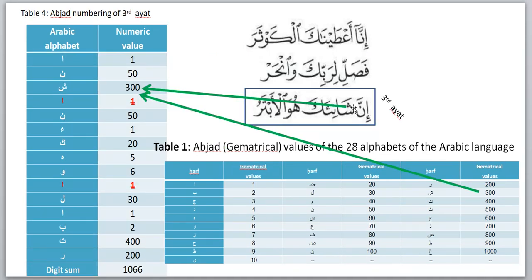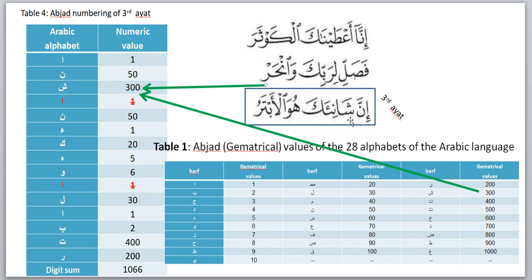Let's move on to the third ayat. Inna shani'aka huwal abtar. Here is also the same explanation. All the Arabic alphabets of the third ayat are put in this column, and the respective abjad values are shown here. And the harfs which are not actually recited but exist in written form are cut in this table. For example, inna shani'aka huwal abtar.